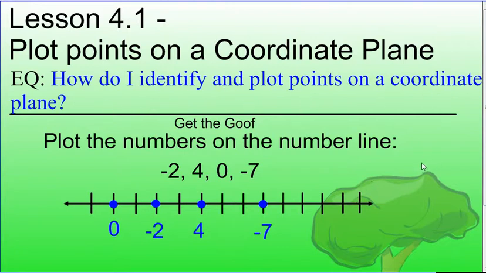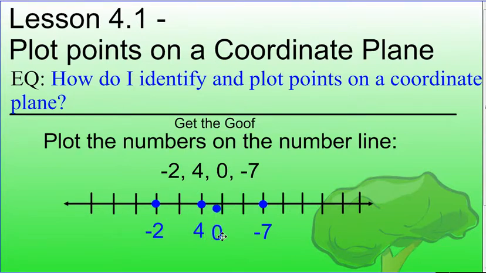Pretty simple. So before we get to a coordinate plane, which is two-dimensional, let's look at the number line here, which is one-dimensional. So the Get the Groove here wants you to plot these four numbers on the number line. And just by looking at this, I can see that it is clearly not correct because I'm seeing some negative numbers that are bigger than some positive numbers. So let's move some of this stuff around.